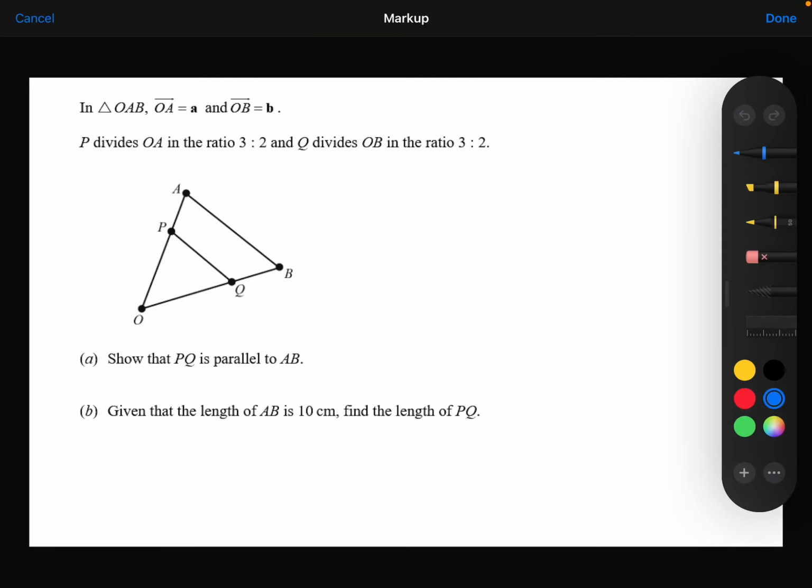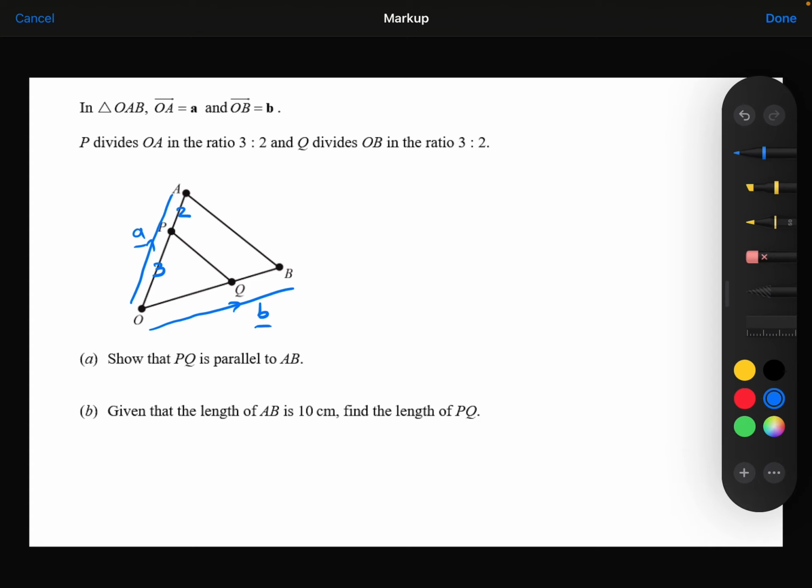In triangle OAB, O to A is the vector A. So let's mark that on. And O to B is the vector B. We're told that P divides O to A in the ratio of 3 to 2. So this part here is 3, this part here is 2. There's 5 parts there in total.